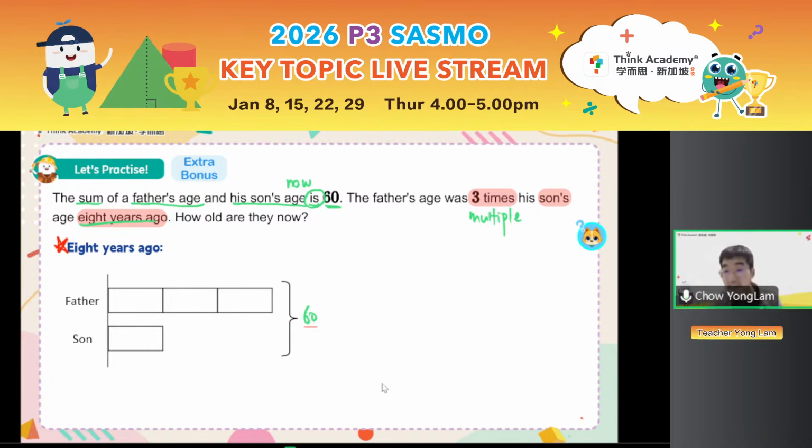What is the timing that you are drawing this model for? Is this relationship now or 8 years ago? After you label it, you will always remind yourself, whatever I label here should refer to the timing given by the model. Now we know that the age multiple happens 8 years ago, but 60 is the sum now. So I need to find the sum 8 years ago, starting from 60.